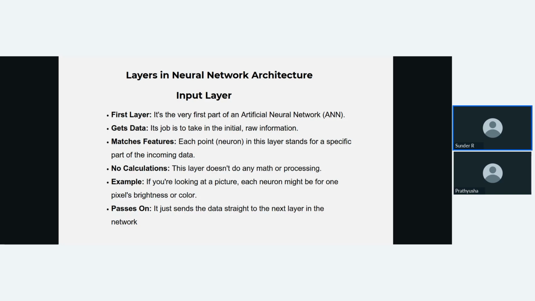And what is this one pixel value? It is nothing but each neuron itself, right? So each neuron will have its own value. Either this pixel can be of RGB, that is red, green and blue. So depending on the combination of these, you will get a particular color. Okay, is it clear or not?